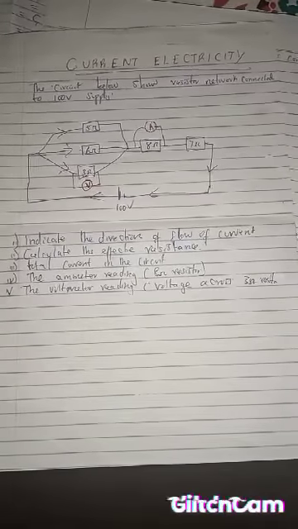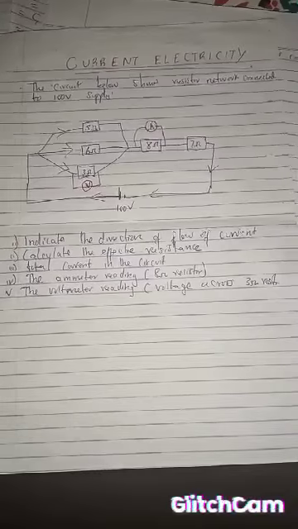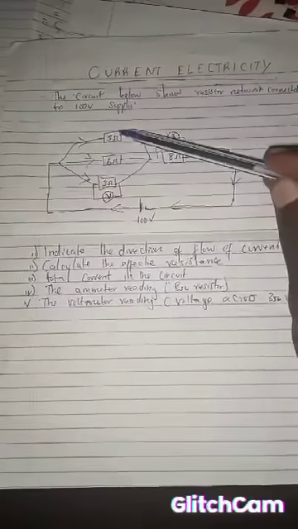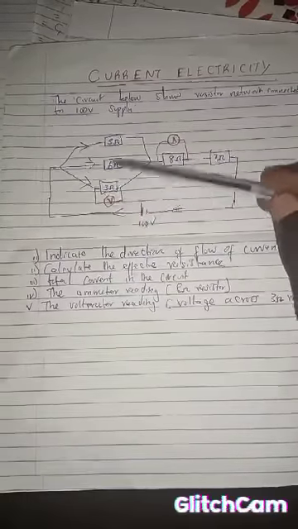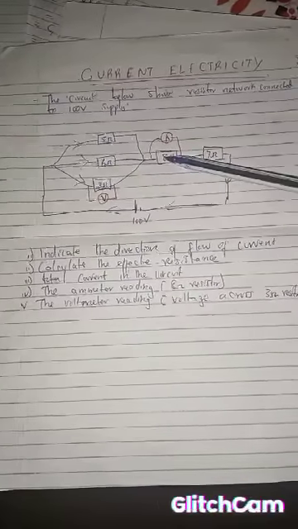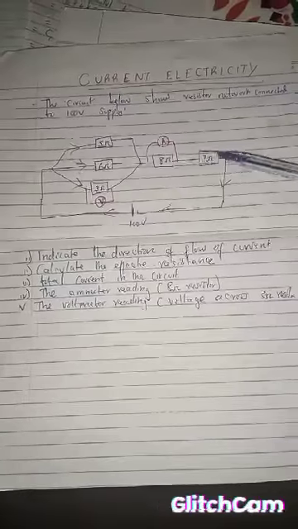Basing on this question, the circuit below shows a resistor network connected to a 100-volt supply. So you have this diagram where you have a 5 ohm resistor, 6 ohm resistor, and 3 ohm resistor that are in parallel, followed by an 8 ohm resistor and a 7 ohm resistor that are in series.